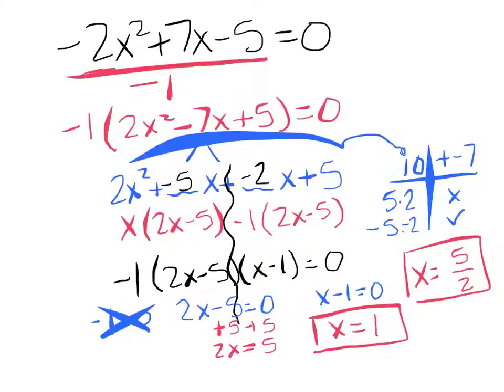Solving by factoring. First, you need to get it to equal 0. Then you need to get it in factored form. And last, you set each factor equal to 0 and solve for your solutions.